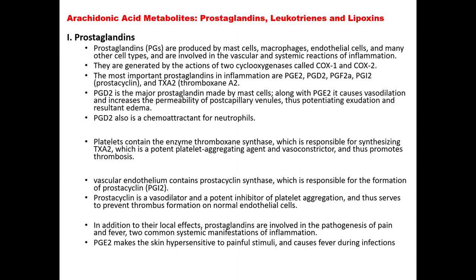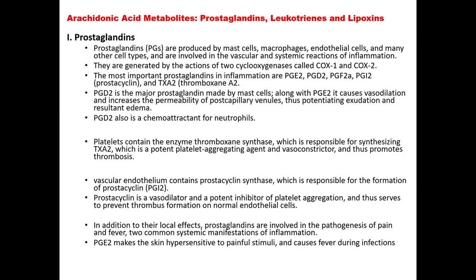Vascular endothelium contains prostacyclin synthase, which is responsible for formation of prostacyclin, which is prostaglandin I2. Prostacyclin is a vasodilator and a potent inhibitor of platelet aggregation. You notice that one works opposite to the other: thromboxane works on thrombosis and vasoconstriction, while prostaglandin I2 is a vasodilator that inhibits platelet aggregation. So the actions of these mediators can inhibit one another or can help one another, and thus it serves to prevent thrombus formation on the normal endothelial cell.